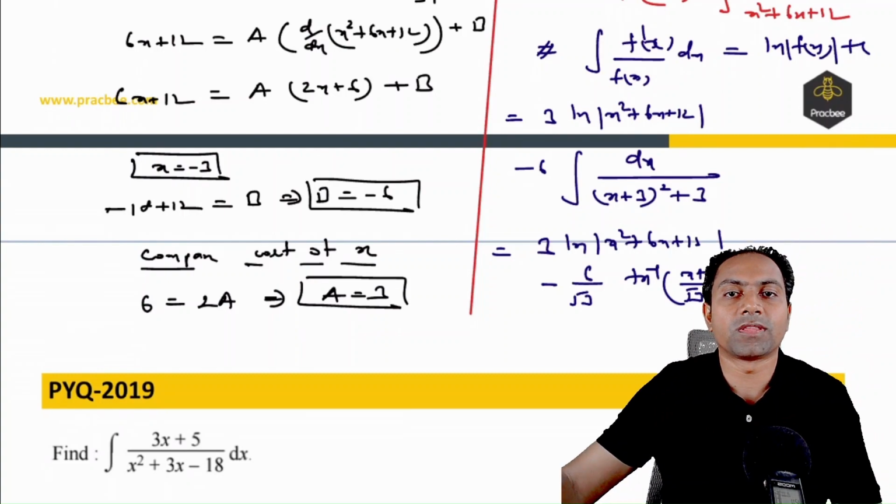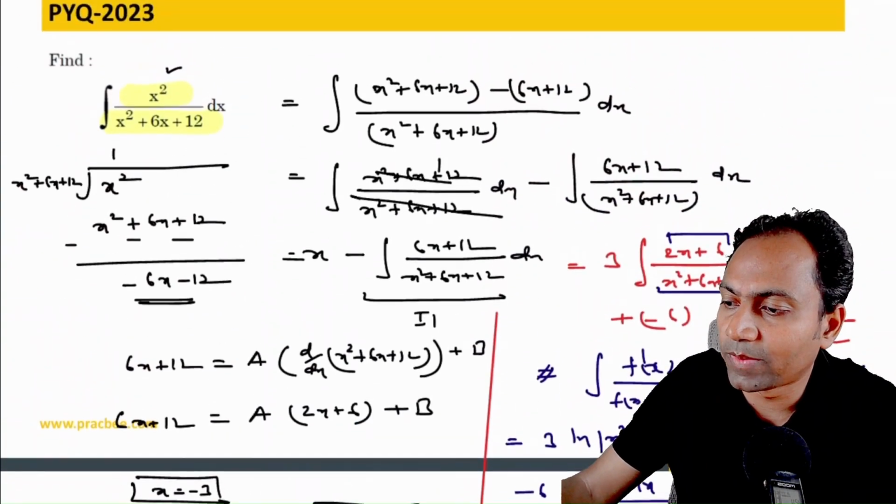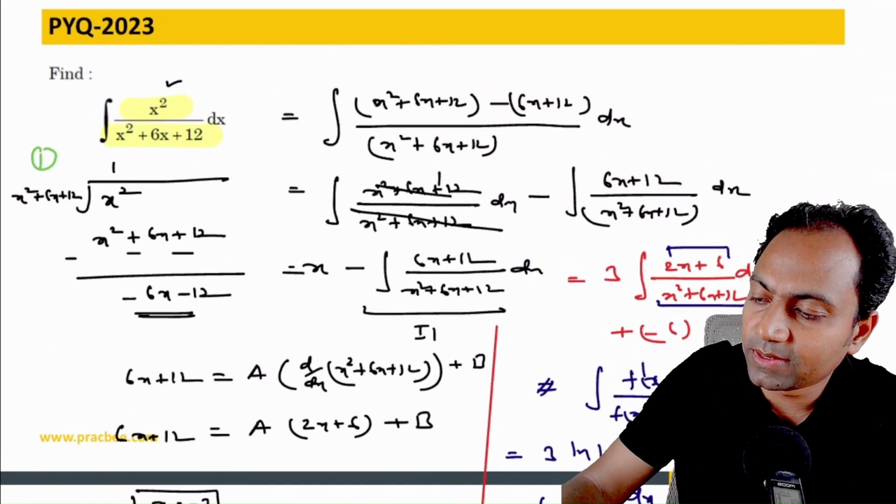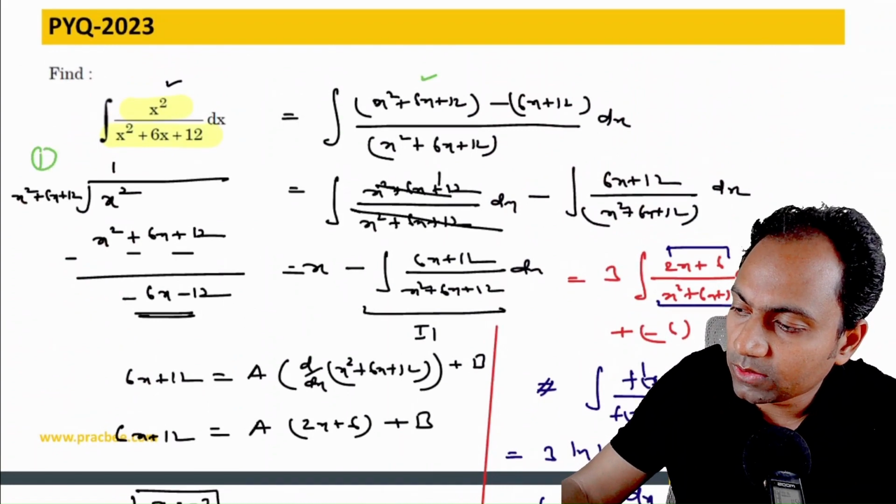Once we have got the answer to this question, let us go back again. So look into this question. There are two very important steps. In the first step, we divided it and figured out that there are two parts in the numerator.